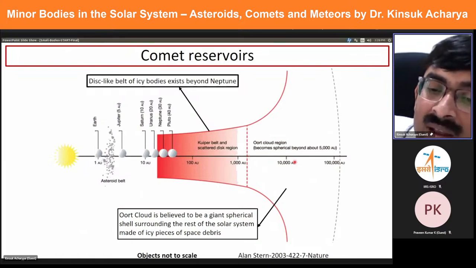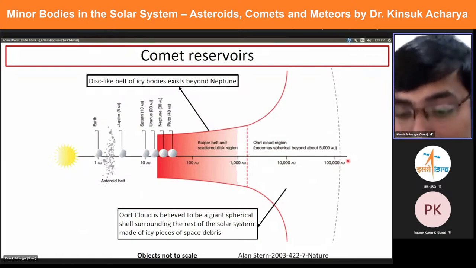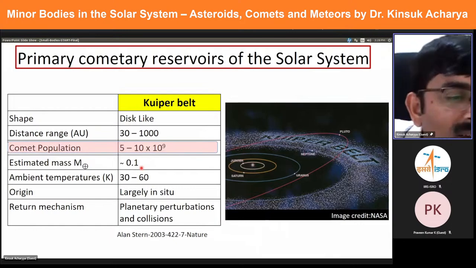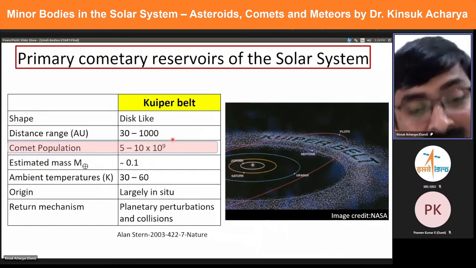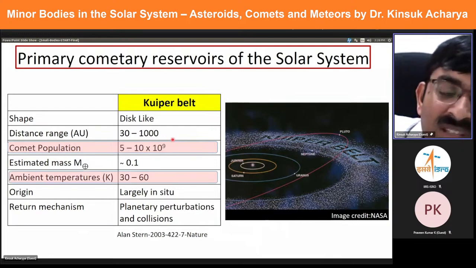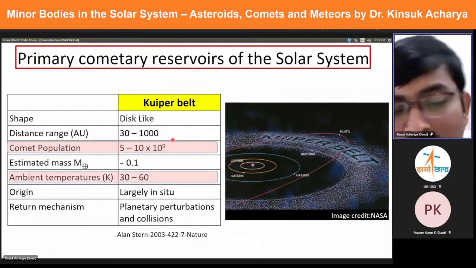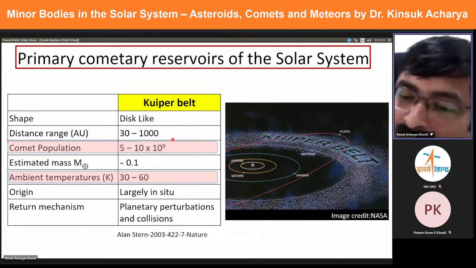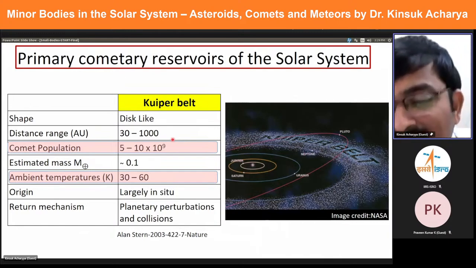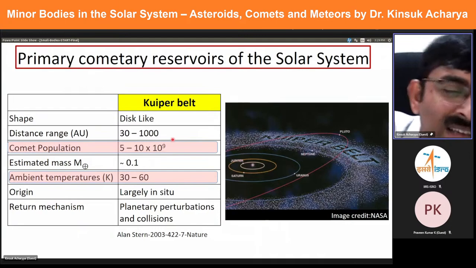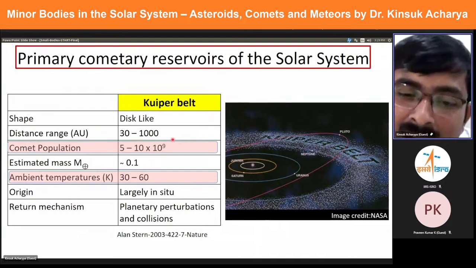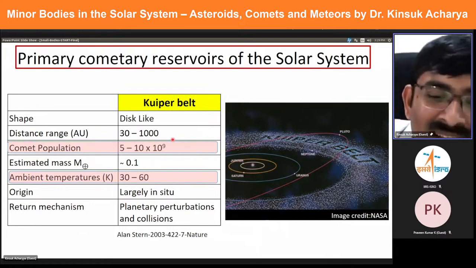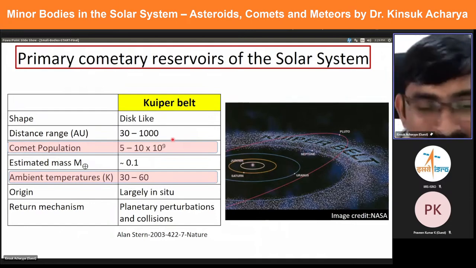This is even farther away, up to 100,000 AU, or basically 1 lakh AU. If I look at this, in the Kuiper belt we have around 10^9 to 10^10 comets, and their ambient temperature is only like 30 to 60 Kelvin. So these are actually the freezer. Just like you store vegetables in a freezer in your house, here if you want to store a solar system sample, you put it in the Kuiper belt. And in the next slide you will realize how beautiful a freezer the Oort cloud is.